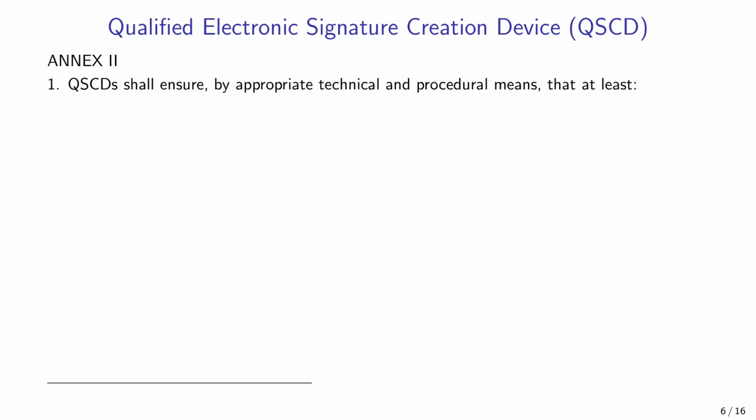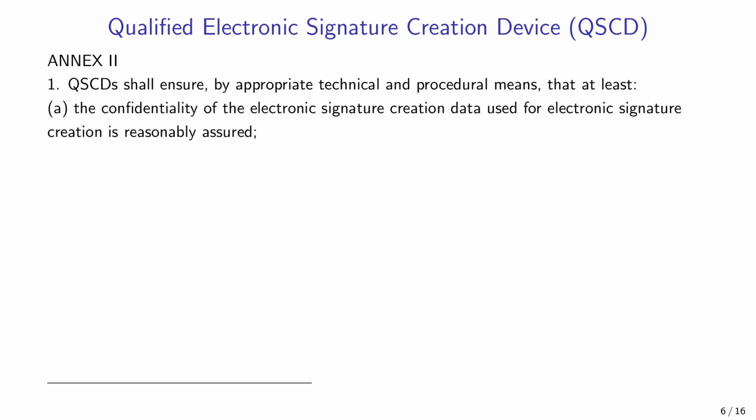Let's talk about qualified electronic signature creation devices, or QSCDs. Remember, for a signature to have the qualified electronic signature status, it has to be created using a qualified signature creation device. In practice, these signature creation devices have been traditionally implemented using smart cards. Smart ID is an exception here, as it is a server-assisted hybrid solution. eIDAS in Annex 2 sets several security requirements that qualified signature creation devices shall ensure by appropriate technical and procedural means.